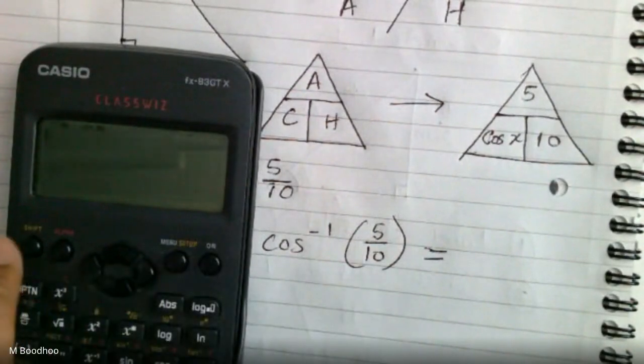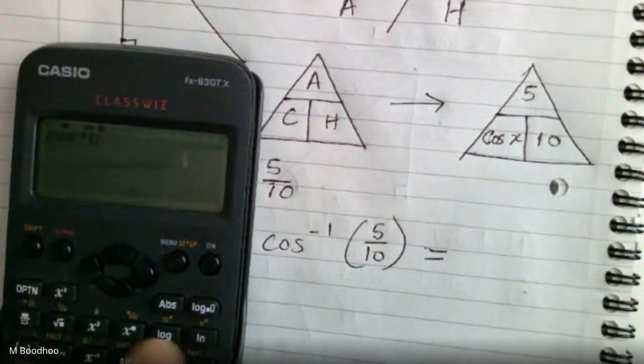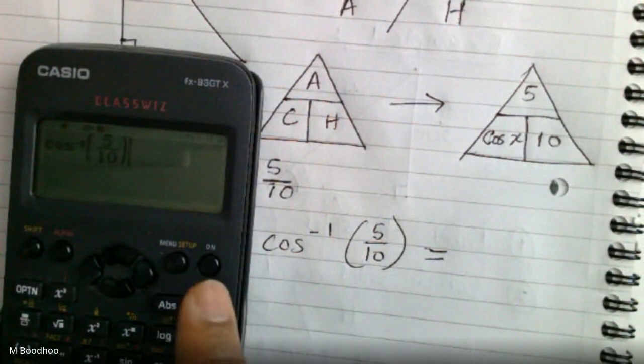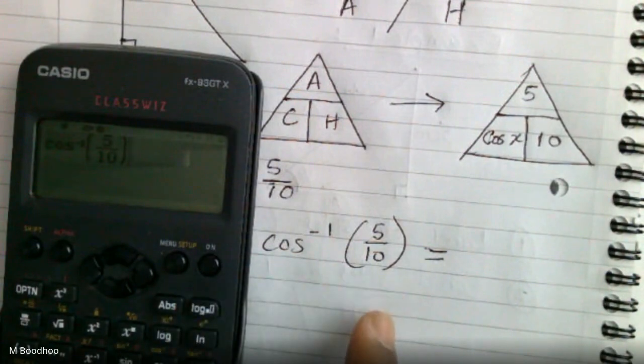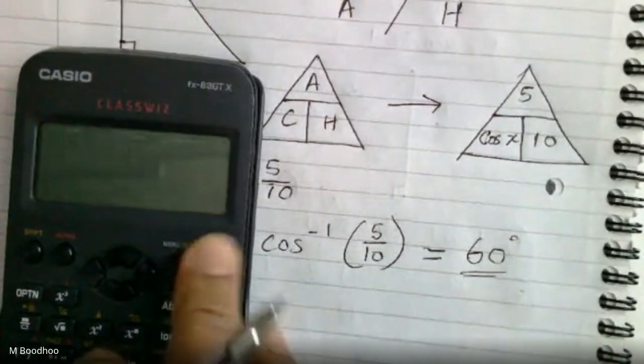You press shift and then you press cos. Look what I've got, cos inverse sign. And then inside your bracket, you're going to put 5 on top and 10 at the bottom, and then close your bracket. So this is what I want, cos inverse 5 over 10. Press equal, and then your answer is 60 degrees. So that's your answer.